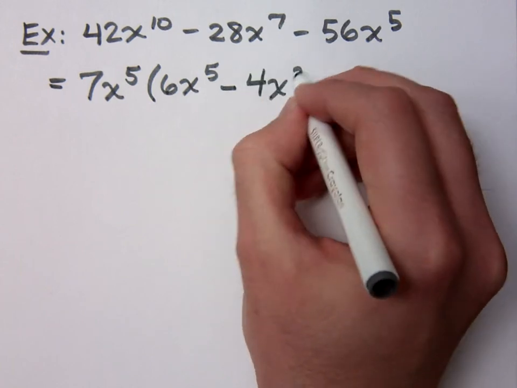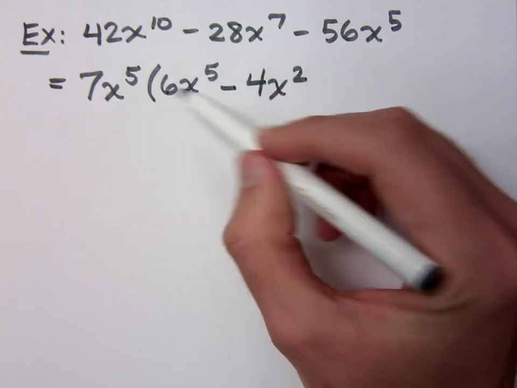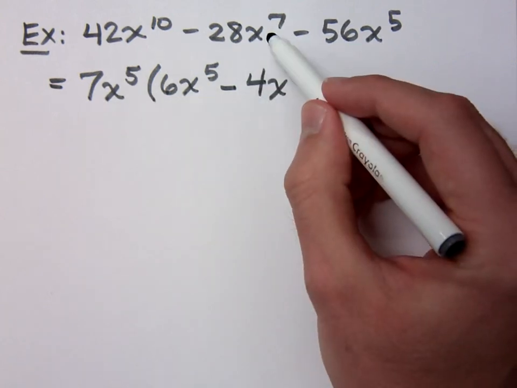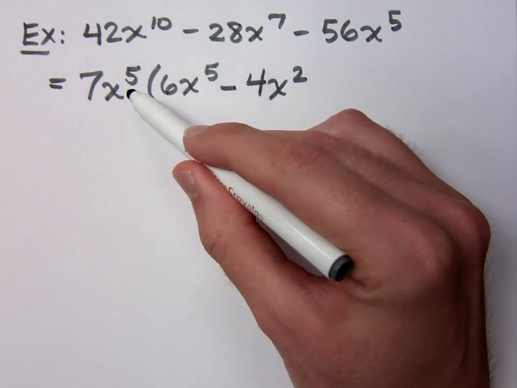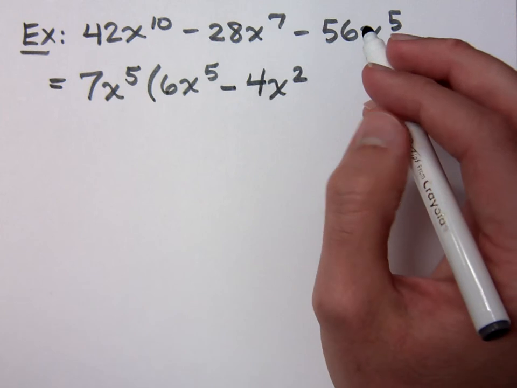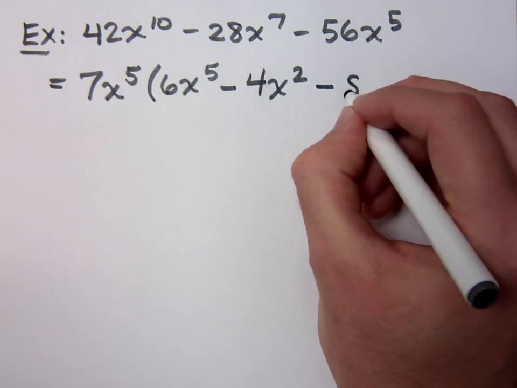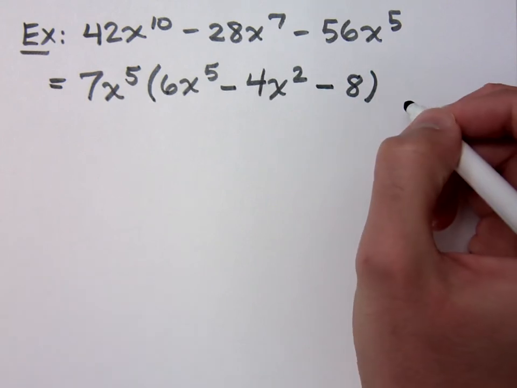It's 4x squared. Okay, because negative 28 divided by positive 7 is negative 4. You had 7 factors of x, but you factored out 5 of those, leaving you with just 2. And then what do I have at the end? I have minus 8 at the end.